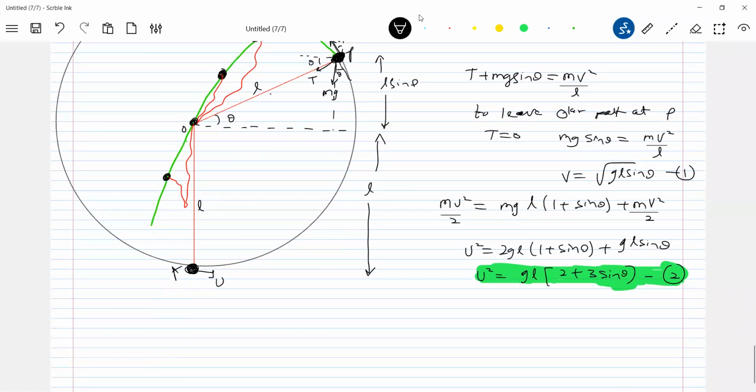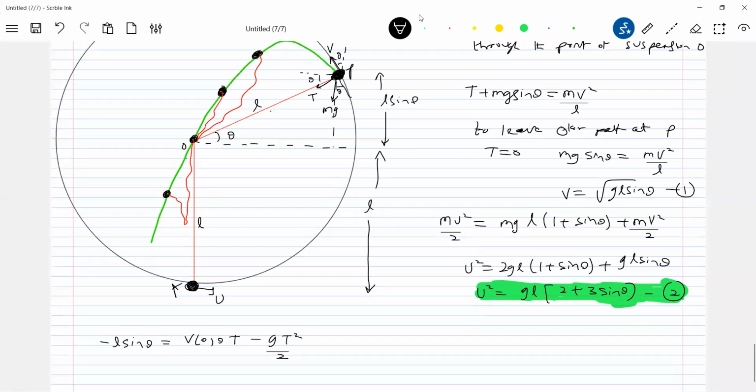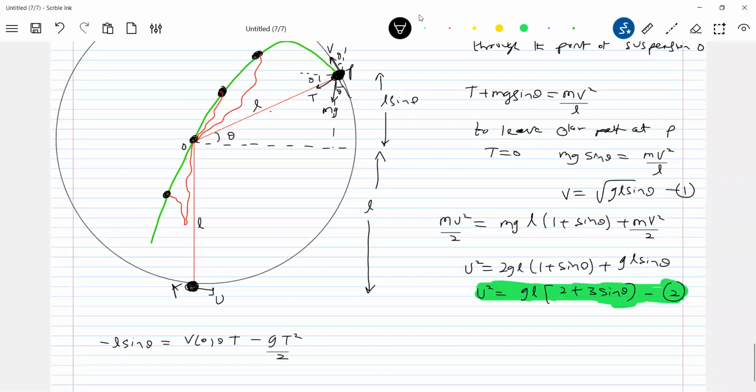Minus L sine theta is equal to V cos theta t minus g t square by 2. From where did I bring this equation? When it moves from P to O, for the parabolic path PO, I'm writing the equation. When it moves from P to O, what is the height it will descend? L sine theta.